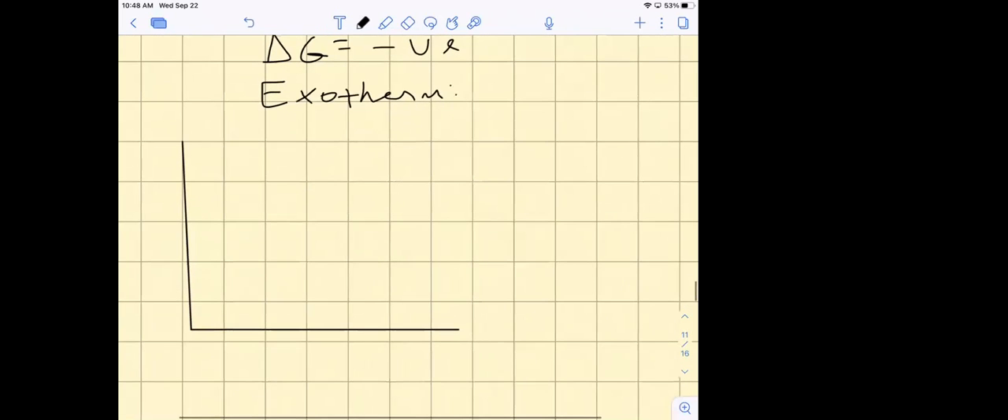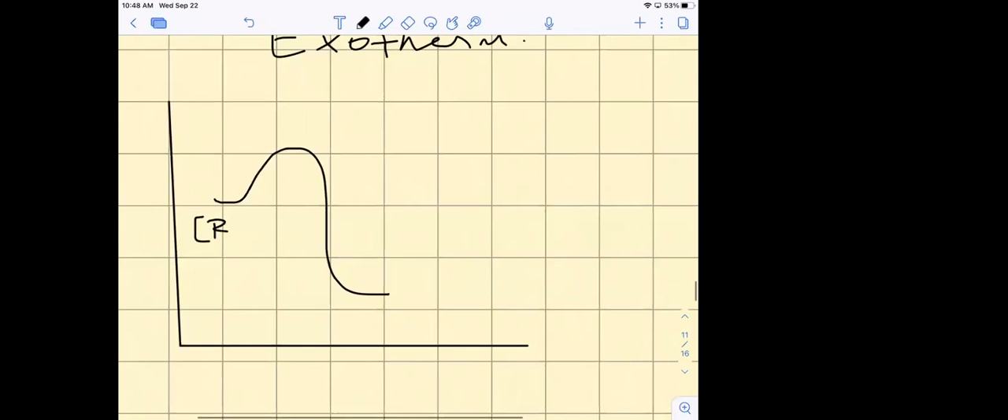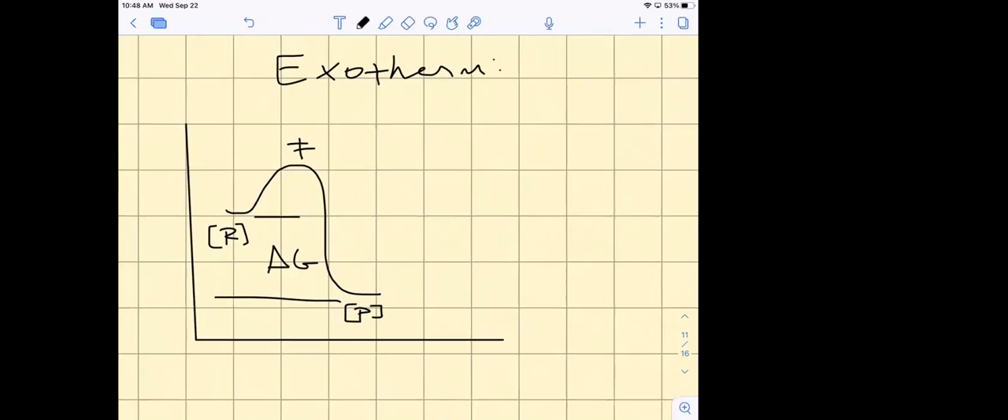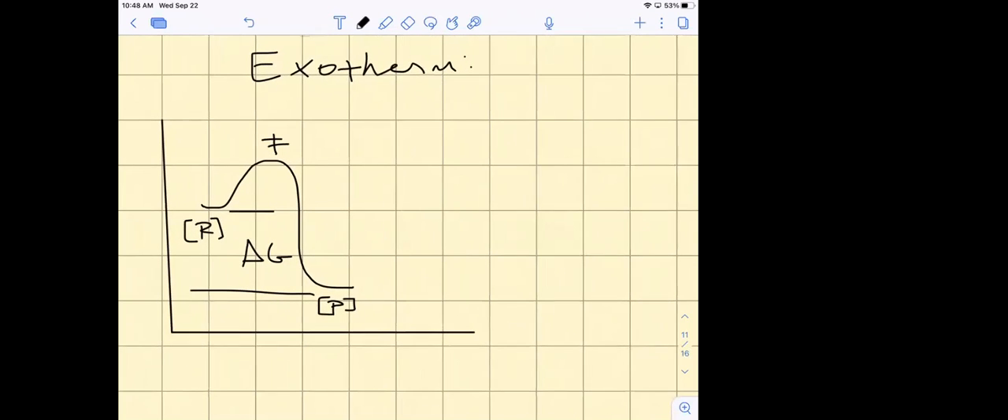it's going to look like this, where now your reactants are higher in energy than your products. So this is reactants. This is my product. Right here is my transition state. And then this is the difference in energy. That gives free energy, right?